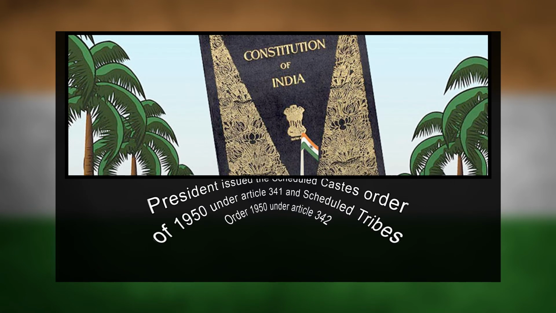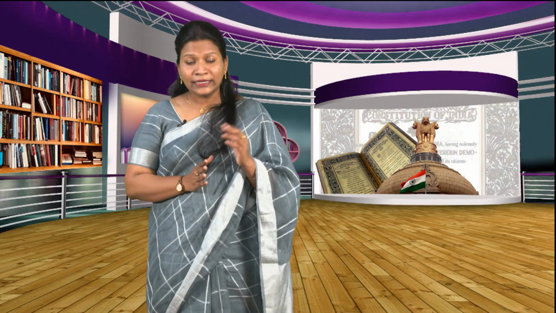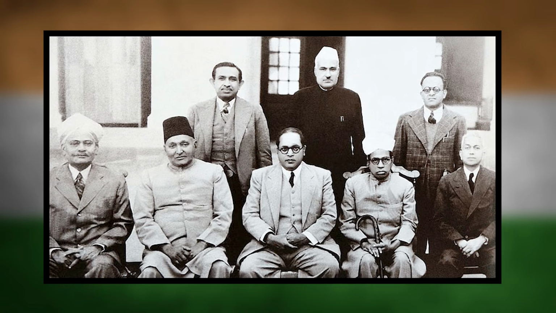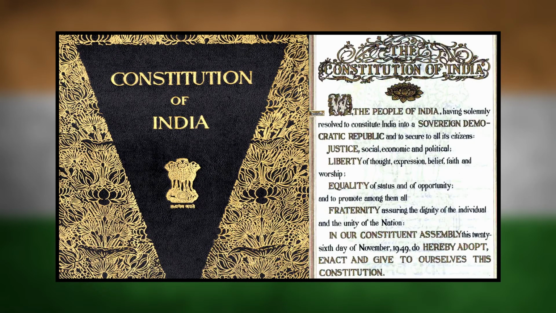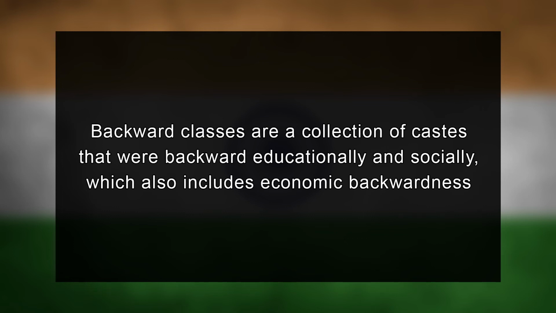In exercise of the power conferred upon him by the Constitution, the President issued the Scheduled Castes Order of 1950 under Article 341 and the Scheduled Tribes Order of 1950 under Article 342. Unlike in the case of scheduled castes and scheduled tribes, the constitution makers did not define the meaning of backward classes in the Constitution, but made a provision in Article 340 for setting up a commission to investigate the conditions of the backward classes.